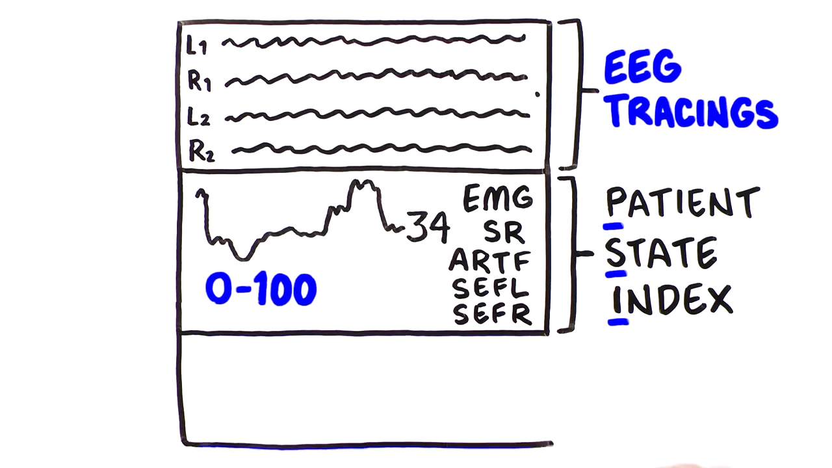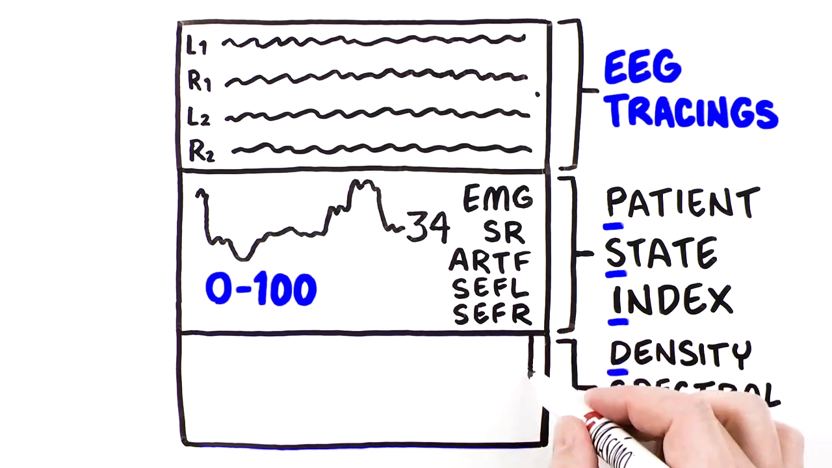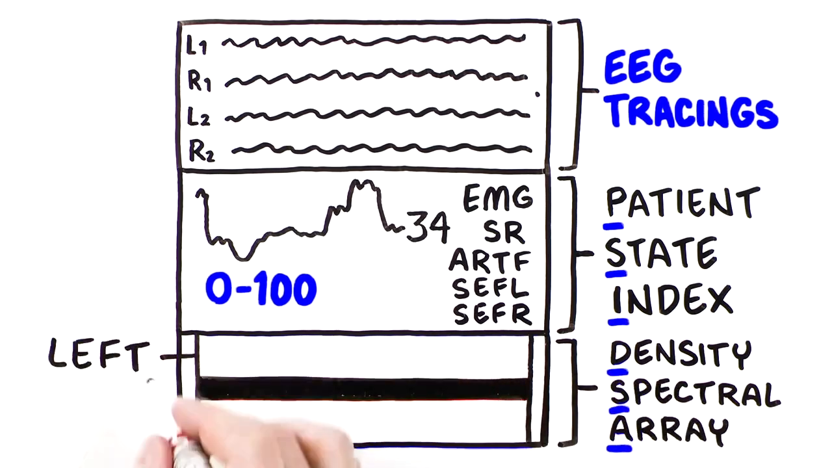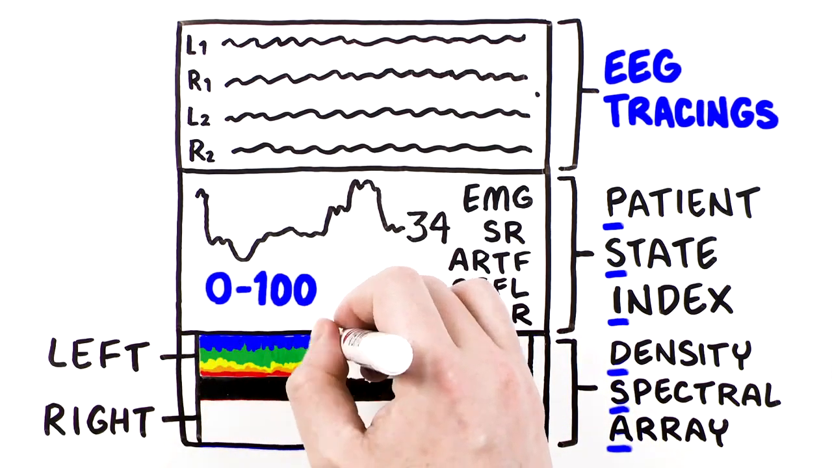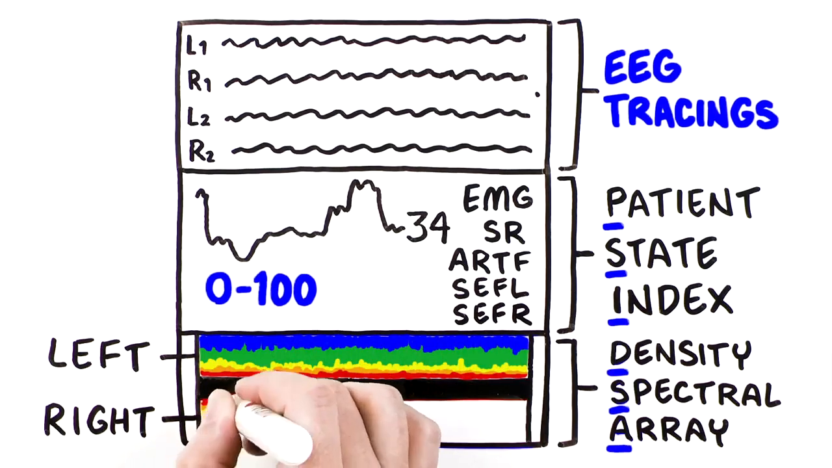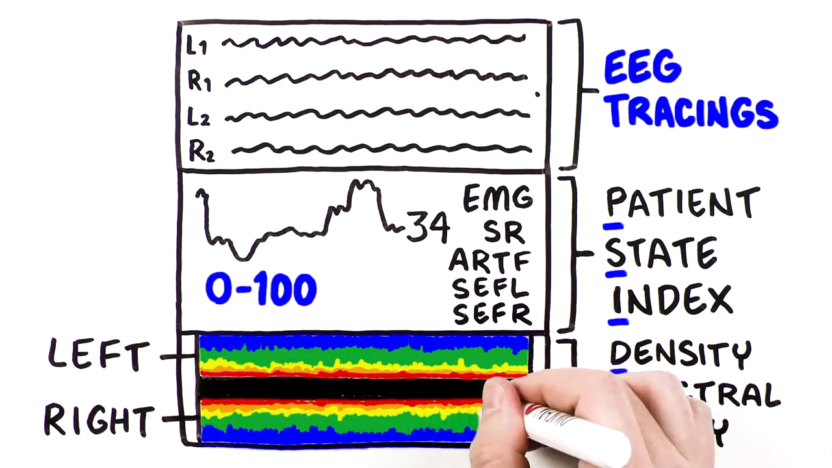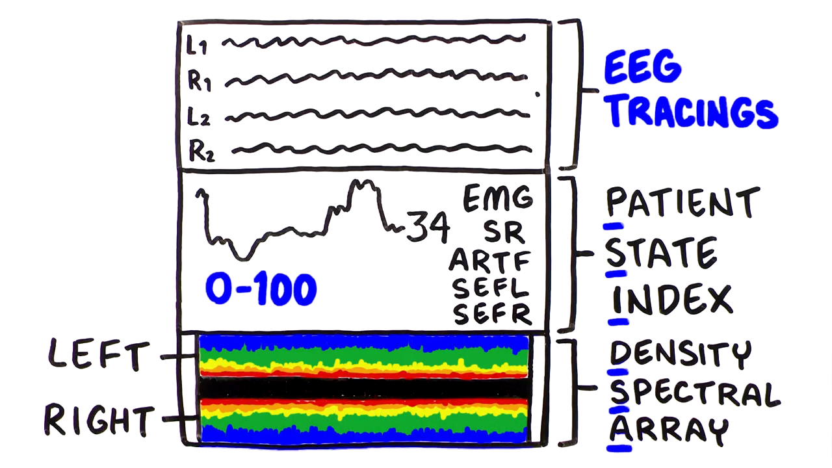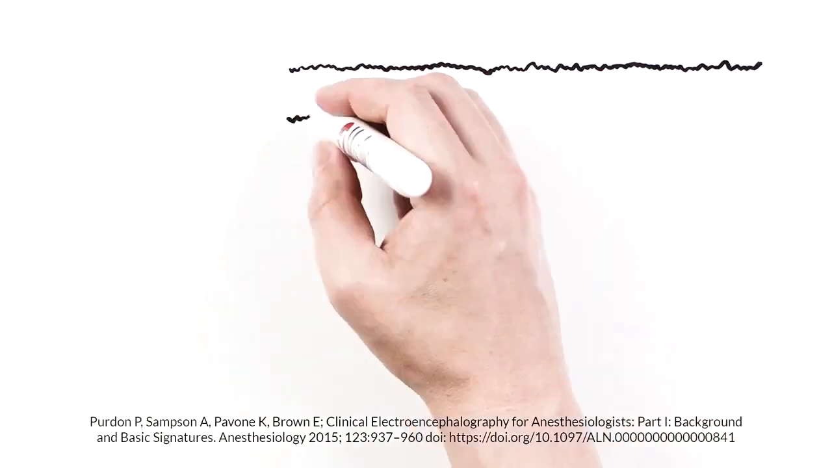Finally, the colorful graph displayed at the bottom of the screen is the density spectral array, or DSA. The DSA contains left and right spectrograms, representing the power of the EEG on both sides of the brain within specific frequency ranges. Independent of the PSI, the DSA provides another interpretation of EEG. Let's dig deeper to understand how the DSA is formed.